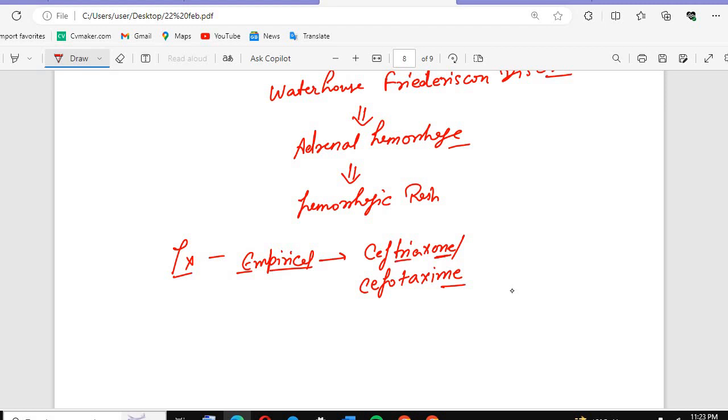So ceftriaxone or cefotaxime plus vancomycin. Ceftriaxone or cefotaxime with vancomycin, this we can give as the empirical treatment.